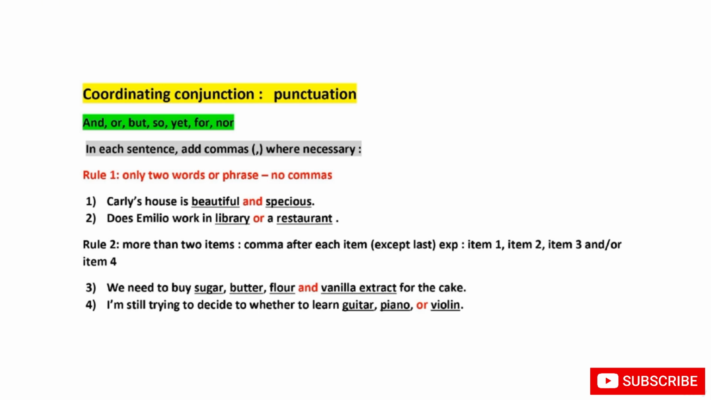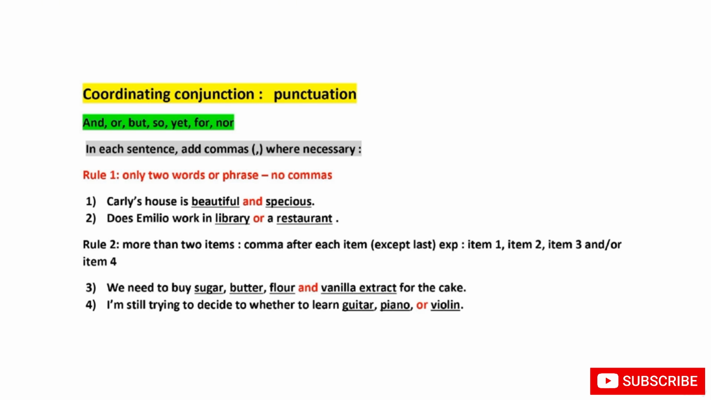Coordinating conjunctions are probably the most commonly used type of conjunction in English. These are the words and, or, but, so, yet, for, and nor. Now the words for and nor can be used as conjunctions, but they're not used a lot. The word for is used much more as a preposition and not a conjunction. But the other five are very common.